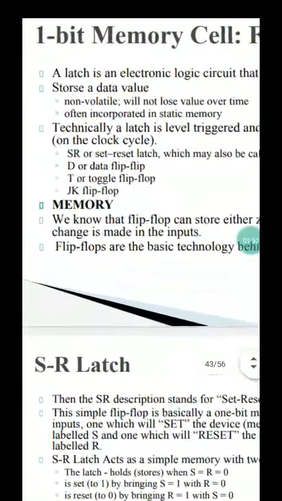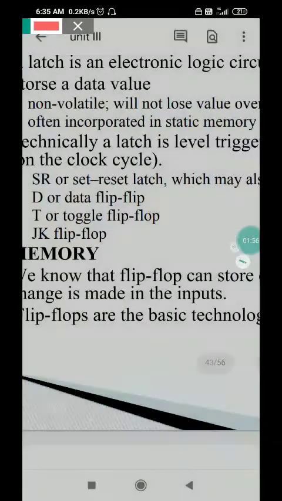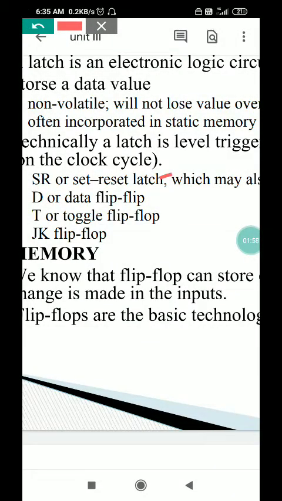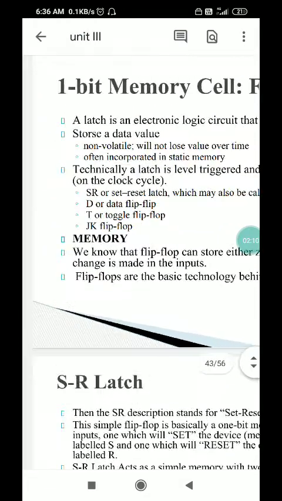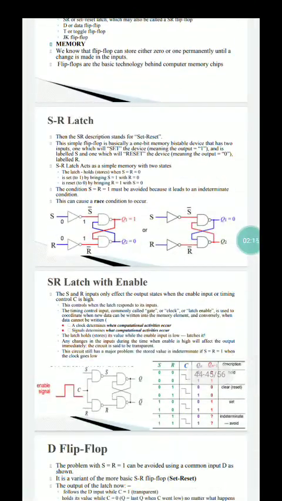There are a few types of flip-flops, and those are SR, that stands for set reset, D stands for data, T stands for toggle, and JK. These are the types of flip-flops we are going to study in this part. The first one is SR latch.